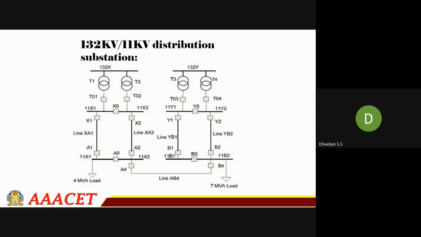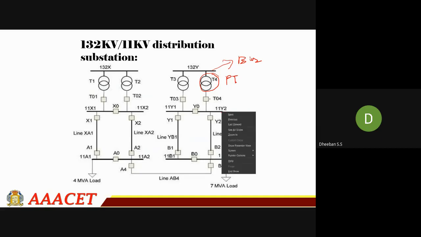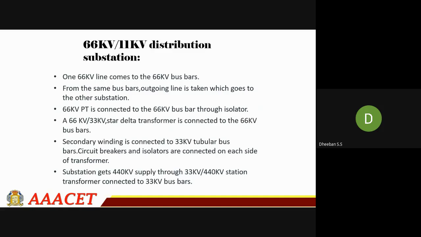This is a single line diagram of a 132 to 11 kV substation. Here you can see this is your bus bar, and over here this is your PTs or voltage transformer. Coming over here again bus bar. This will be your transmission line. Here this represents the load. This is the description of the previous one, you can just go through it.